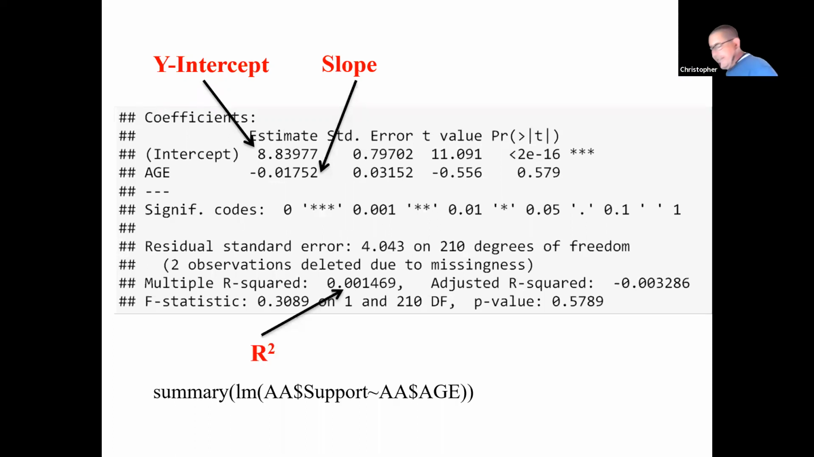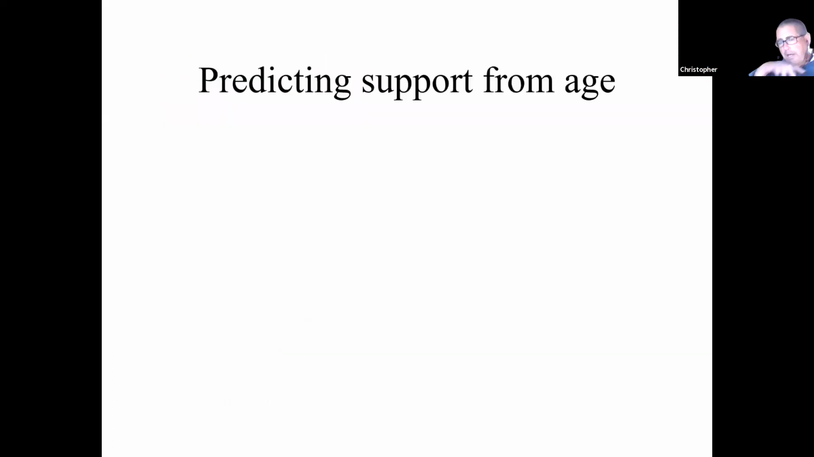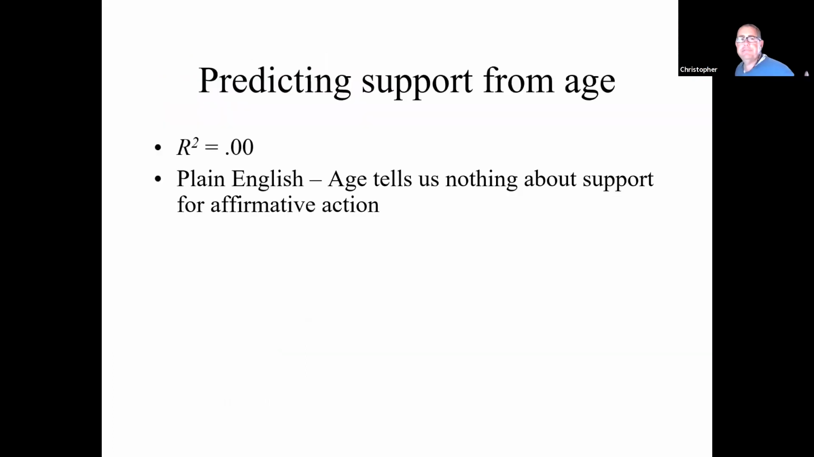The R-square value is listed down below under multiple R-square, and one thing we see here is it's a very small value, 0.001, suggesting that we're not explaining support based on age very well. So a good plain English explanation here is that age doesn't tell us anything about support.